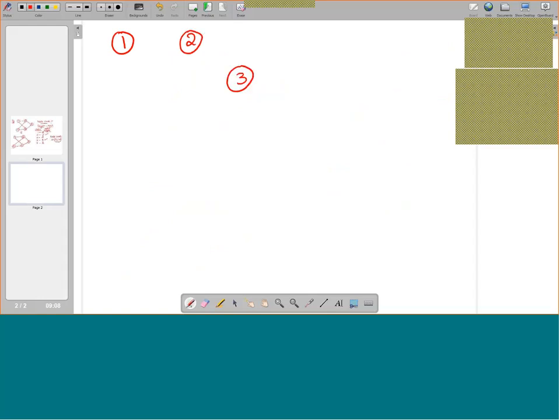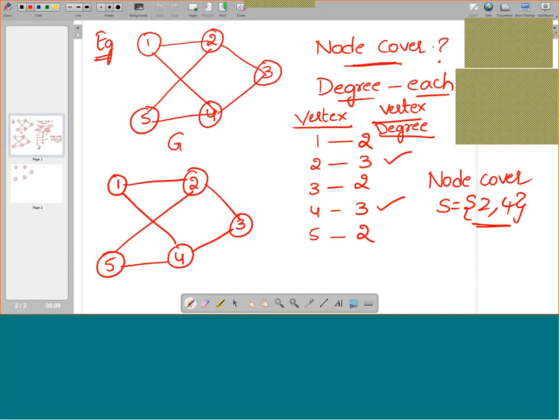Now I am drawing only the vertices. In the first one, we have taken 2, 4. So what are the remaining vertices? 1, 3, 5.